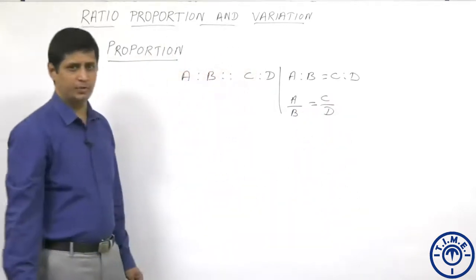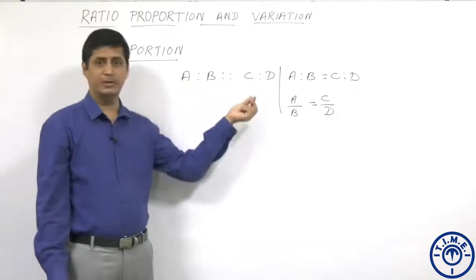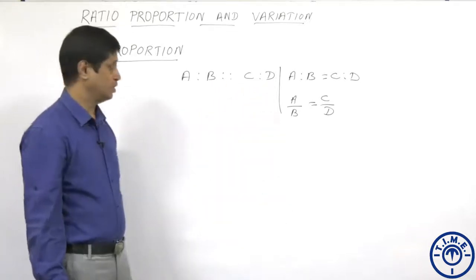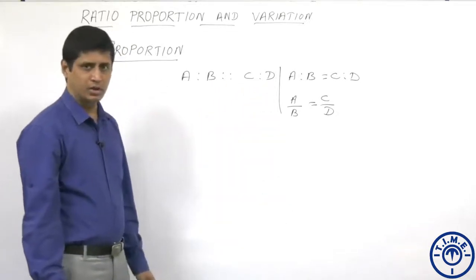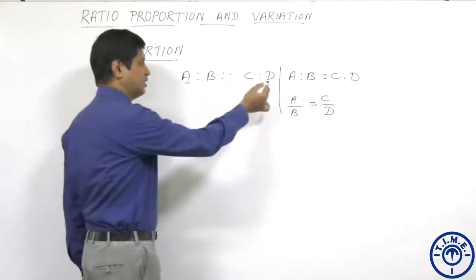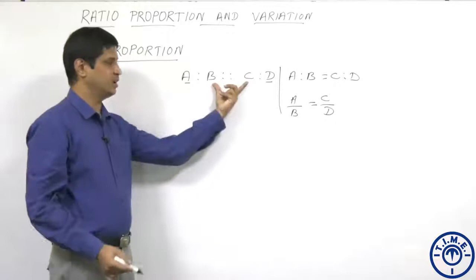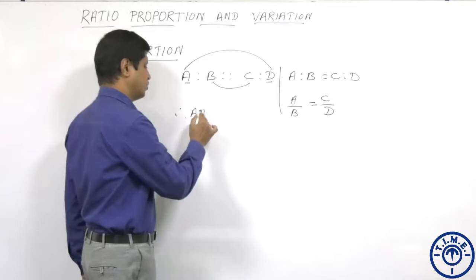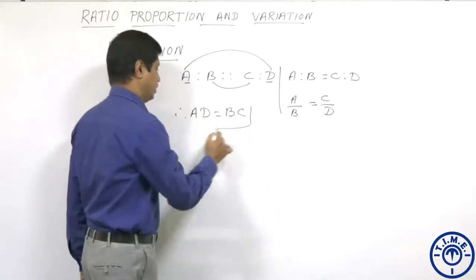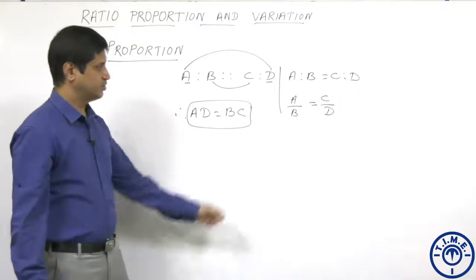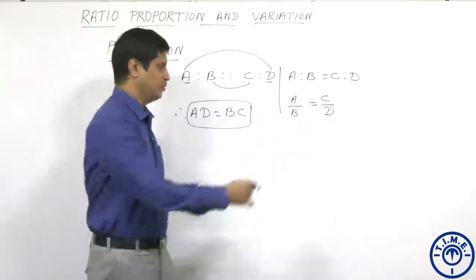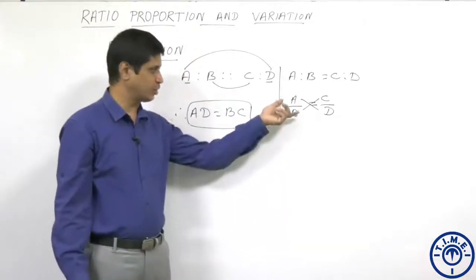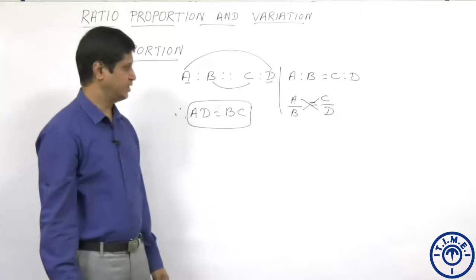When two ratios are in proportion, we get 4 elements. These elements are called proportionals: first proportional, second, third and fourth. Now when two ratios are in proportion, the outer elements are called extremes and the inner elements are called means. Therefore, the product of extremes is equal to the product of means. Now AD is equal to BC. Similarly, when the values of two fractions are the same, by cross multiplication we get the same value on either side: the product of A and D is equal to the product of B and C.